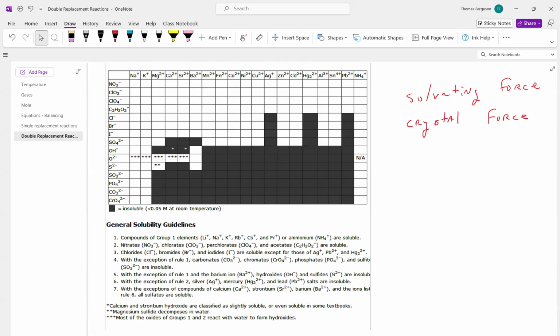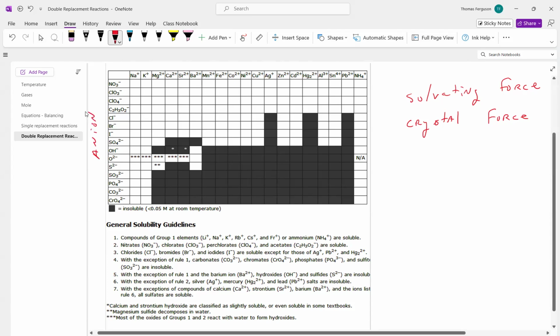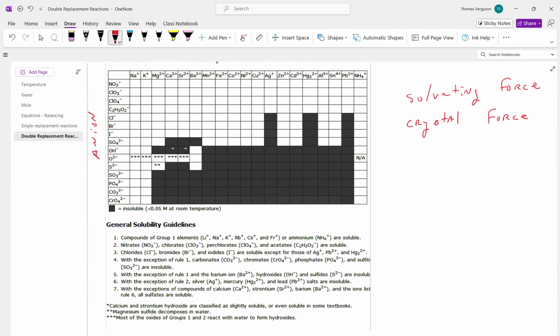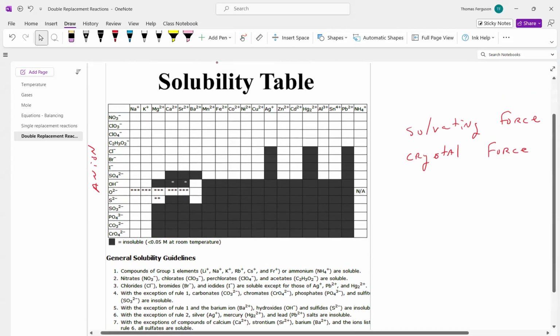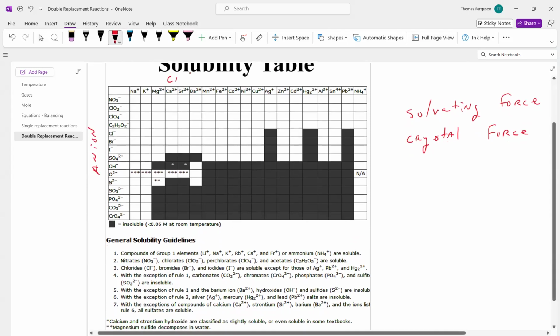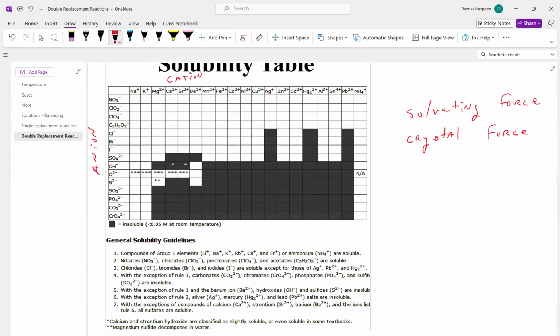Okay, so how do you use this table? Well, you can use the rules if you like, or you can use this table. Basically, we have the anions here, cations up here. And where they come together is either going to be white or black. Black means a solid forms, white means it stays in solution.